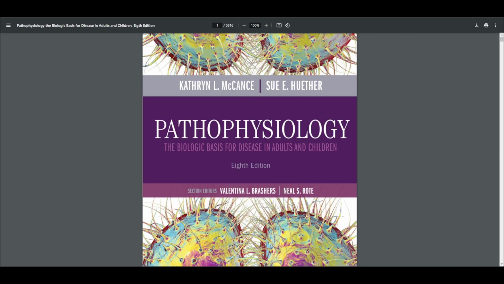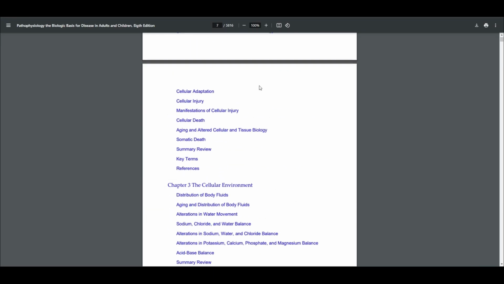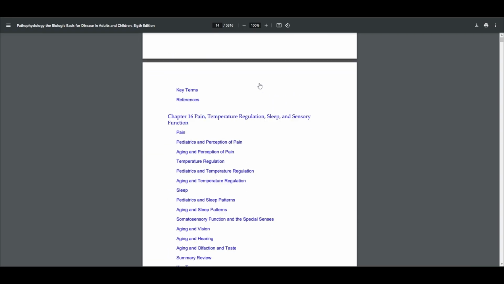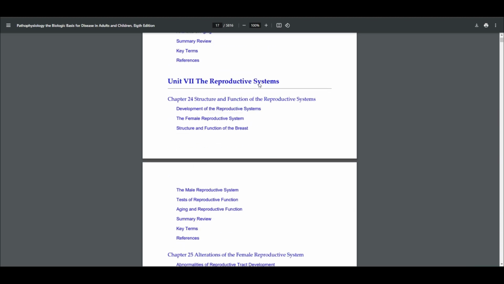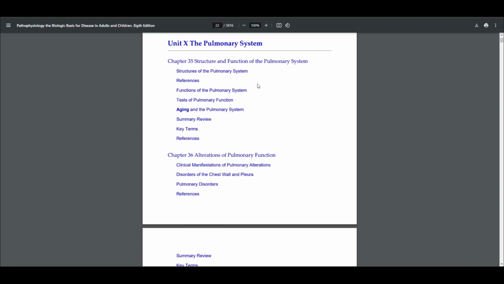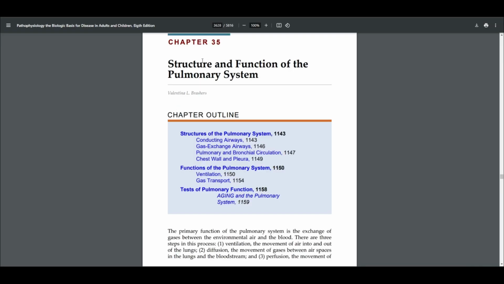Today we're jumping into chapter 35, which is our structure and function of the pulmonary system. My pages, as always, will not be lining up as yours do, as I'm using a PDF. However, we'll get there all the same. So, Chapter 35, the structure and function of the pulmonary system. I believe we'll be reading the entirety of the chapter, so we'll jump right into it. Again, my pages may not match up to yours, but that shouldn't matter.